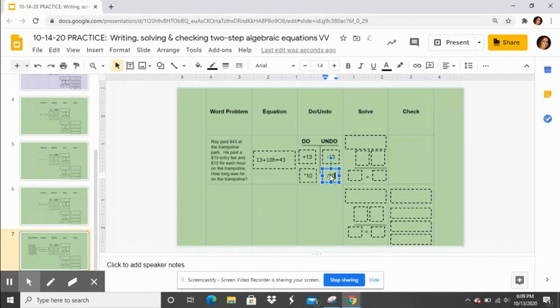So now if you've watched through the whole video, you at least have the do and undo laid out for you. And on this last slide, you have the equation. So hopefully you watched through the end. And now it's just up to you to solve each of these equations. Good luck.